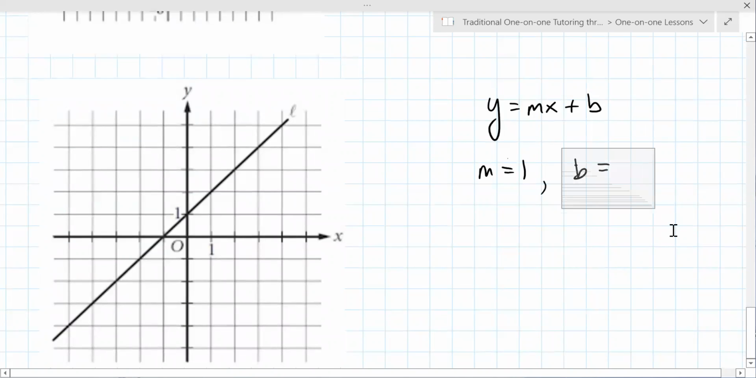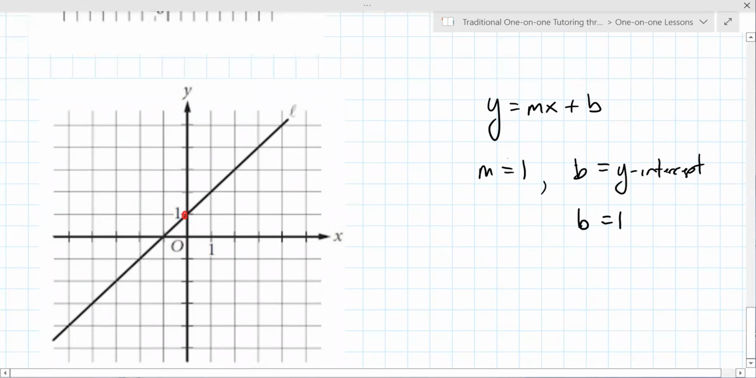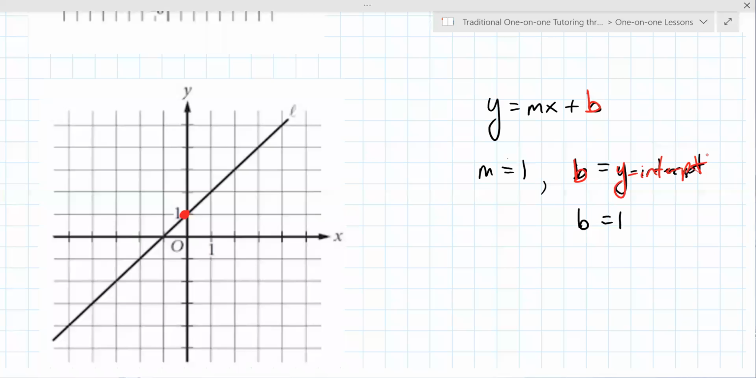Let me ask it differently. What is the y-intercept? The y-intercept is at 1. Okay, so b is equal to 1. The y-intercept is the b value. Do you agree with that? Do you see that? The b value is where it crosses the y-intercept? Yeah. Uh-huh.